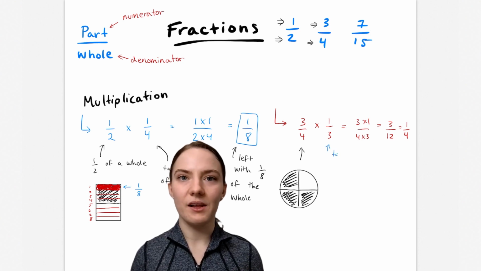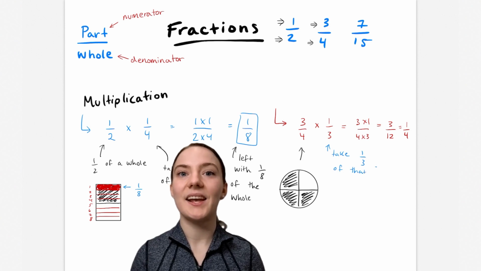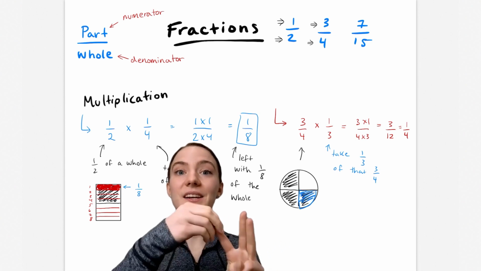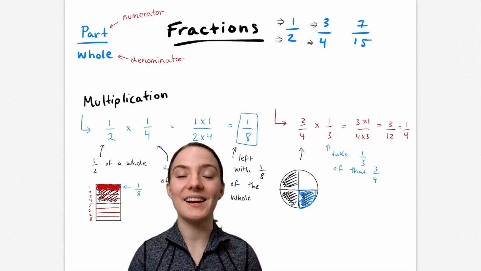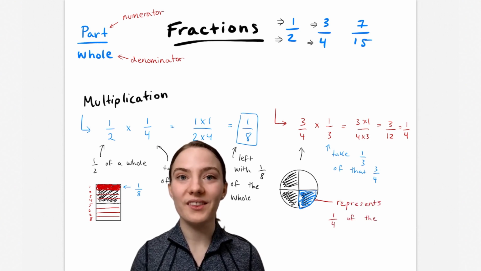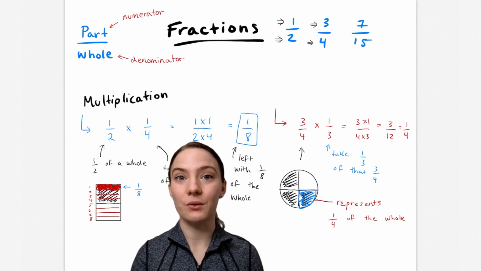So how do we visualize the times 1/3? Well, I read that as take 1/3 from that 3/4. So we have 3 shaded parts, and I'm going to take one of them and highlight it in blue. And I hope you can see that that blue part represents 1/4 of the whole circle. And that's why our answer for 3 over 4 times 1 over 3 is 1 over 4.